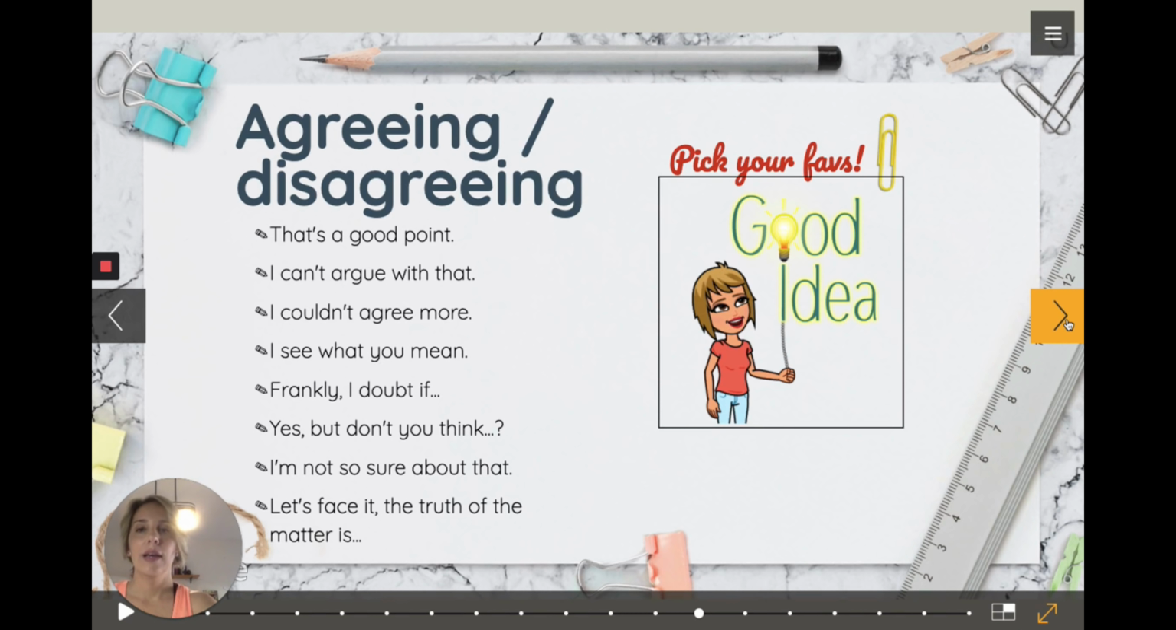What else? How to agree or how to disagree. Okay, agreement. Oh, that's a good point. I can't argue with that. I couldn't agree more. I see what you mean. And then ways to disagree. Well, frankly, I doubt if that's a good idea. Yes, but don't you think that blah, blah, blah? I'm not so sure about that. Okay, let's face it. The truth of the matter is, okay, so again, pick your favorites and then keep on using them.